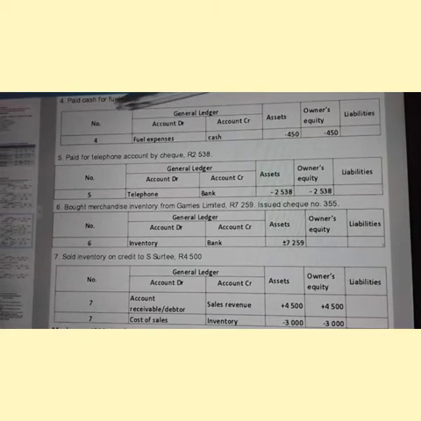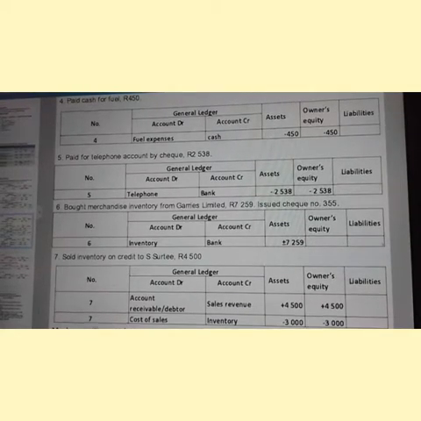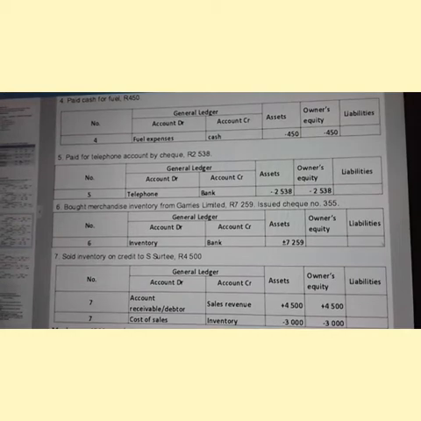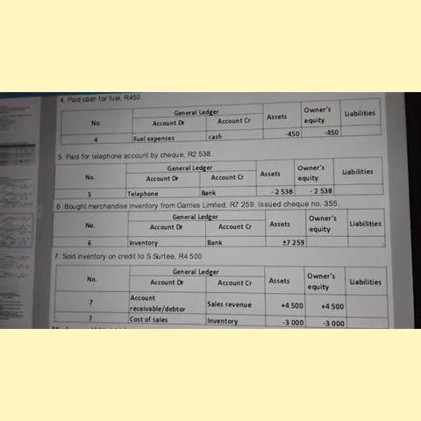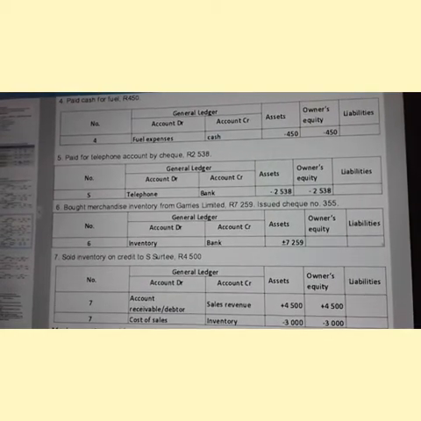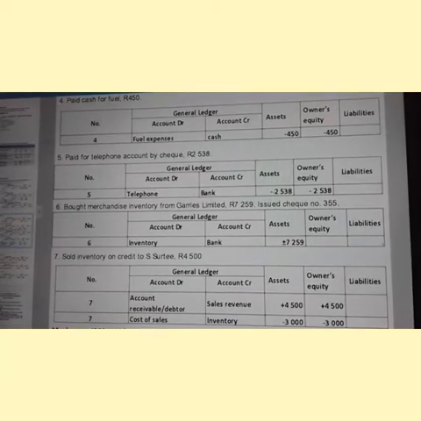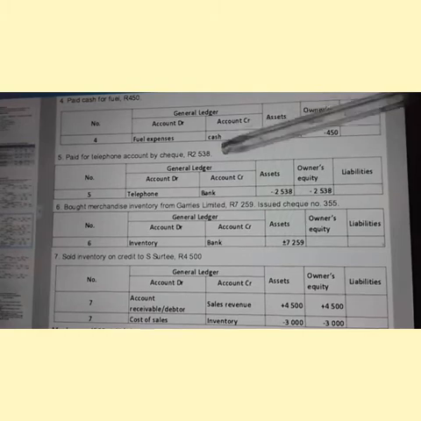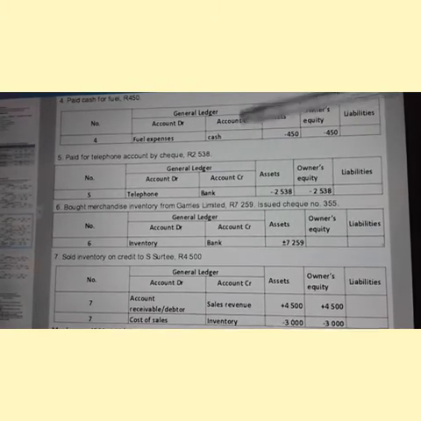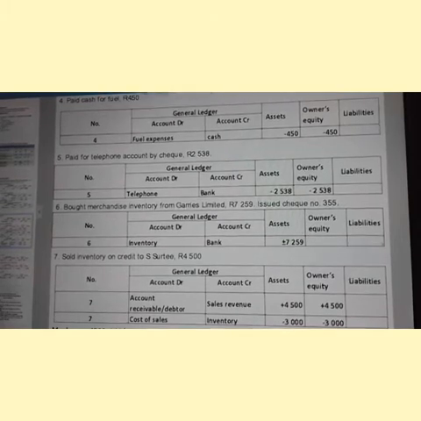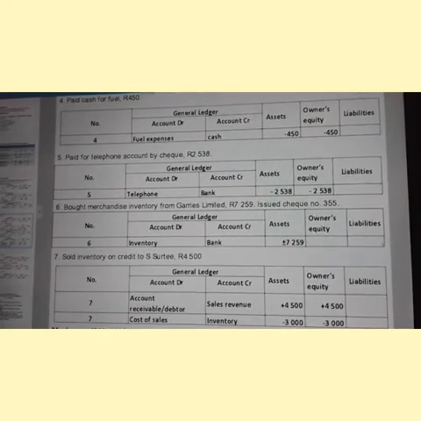Day 4 here, they said, I paid cash for fuel, 4,450. So the two accounts to be identified here, we have cash and we have fuel. Fuel is an expense, so we debit the fuel account, and cash is an asset. But then we have to credit the cash account because we lost this cash from the business when we paid for fuel expenses.